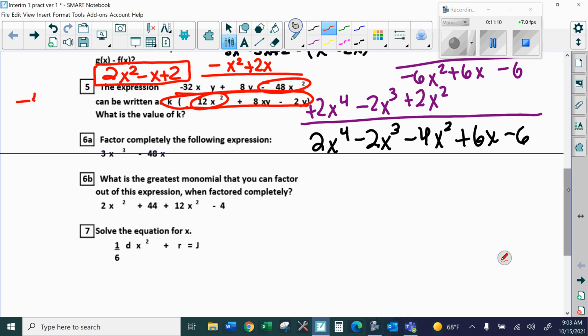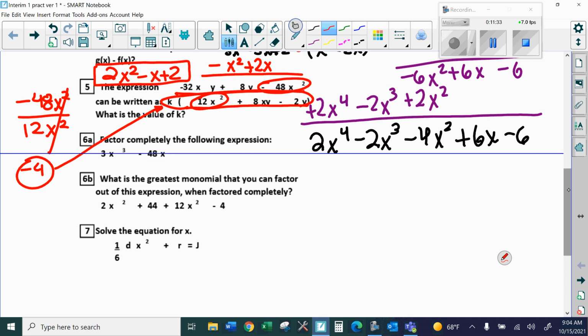I have negative 48x squared, and I just divide it by my same term right here, 12x squared. Well, the x squares cancel out, and negative 48 divided by 12 is negative 4. So that's what k has to be, negative 4. It doesn't matter which term I take this to, it's going to work.